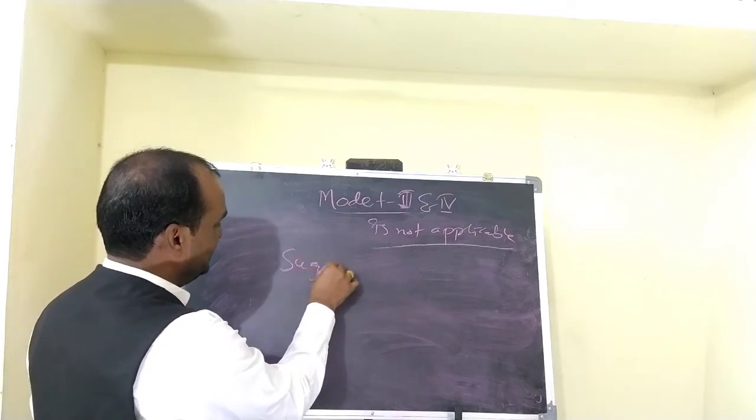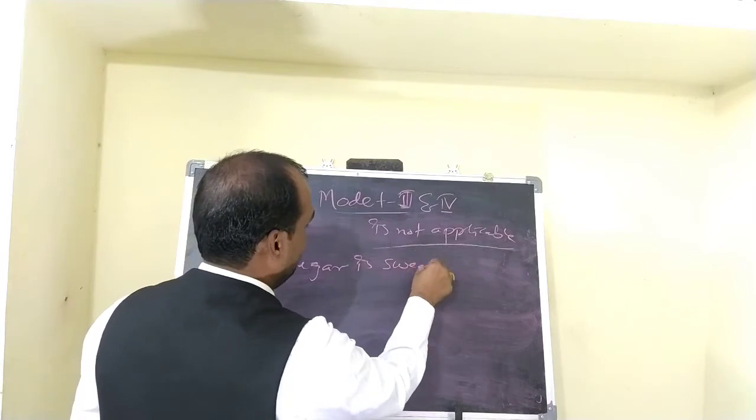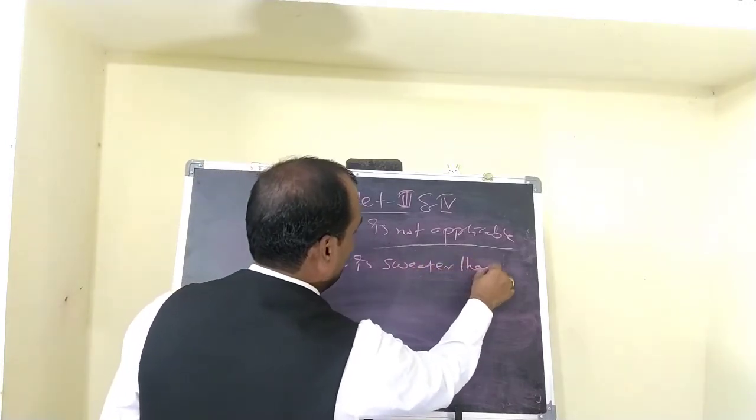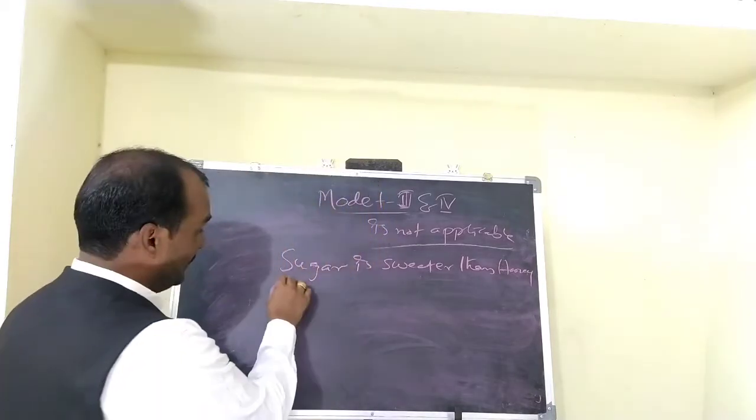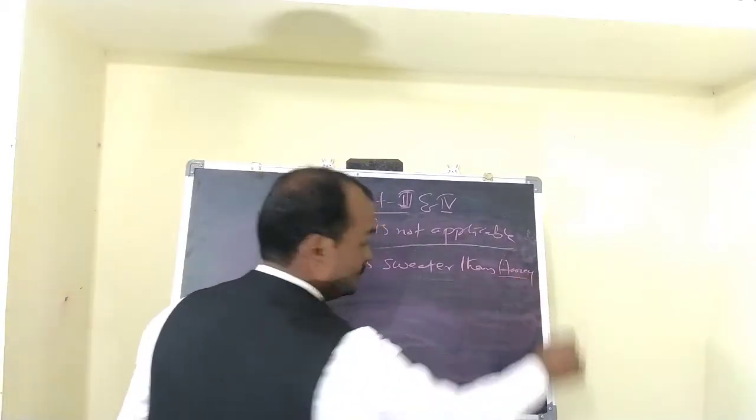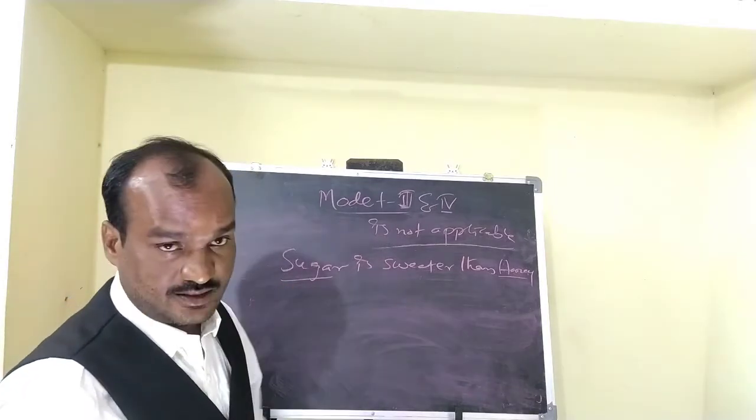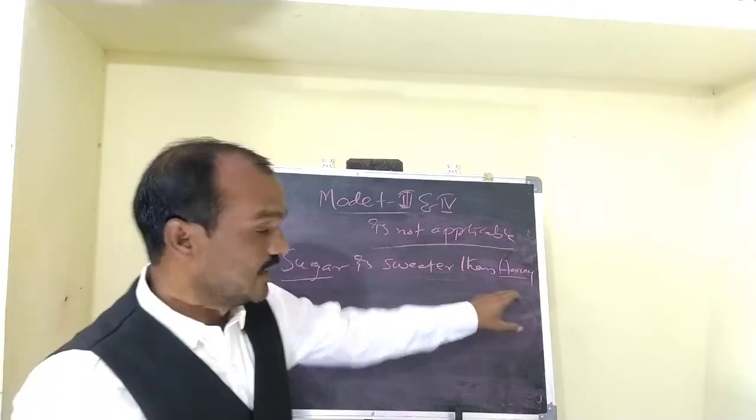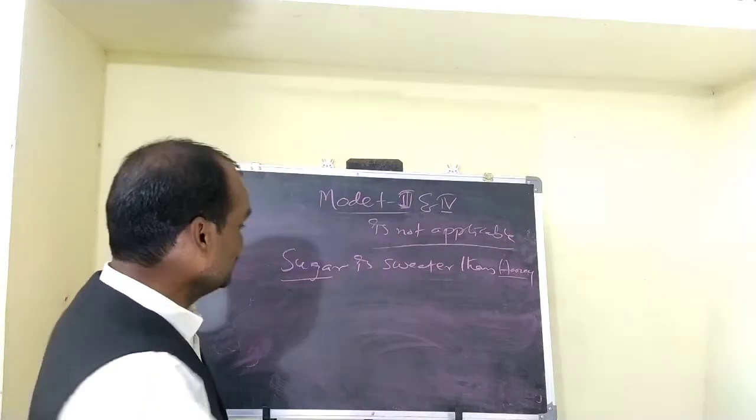Sugar is sweeter than honey. Okay, sugar and honey, only two things there. Sugar is sweeter than honey means sugar is sweeter than honey, and then we can easily say honey is not as sweet as sugar.